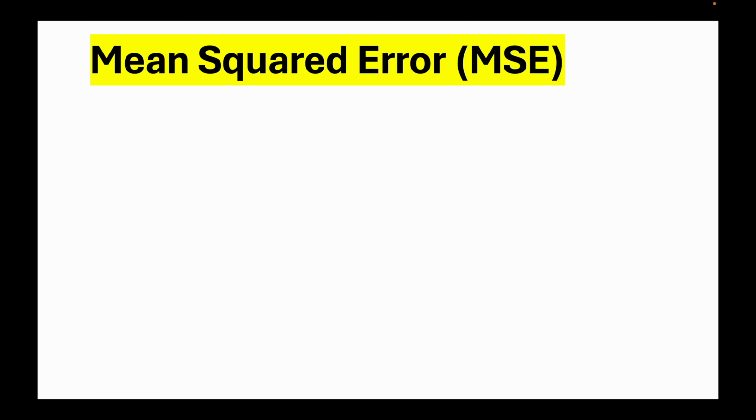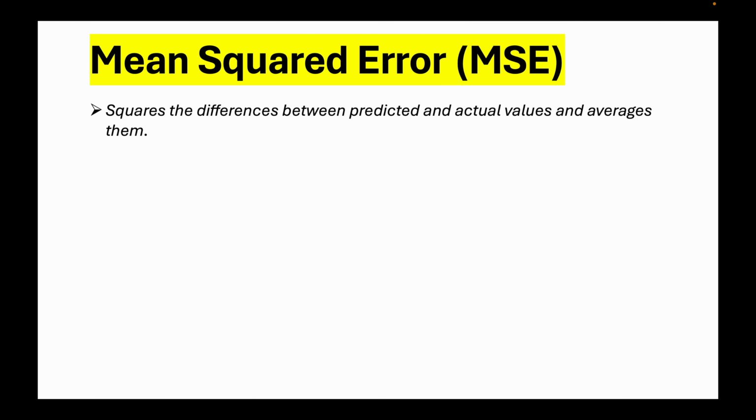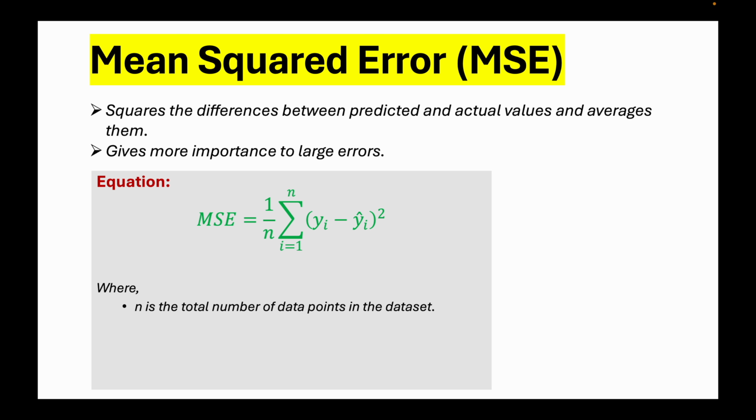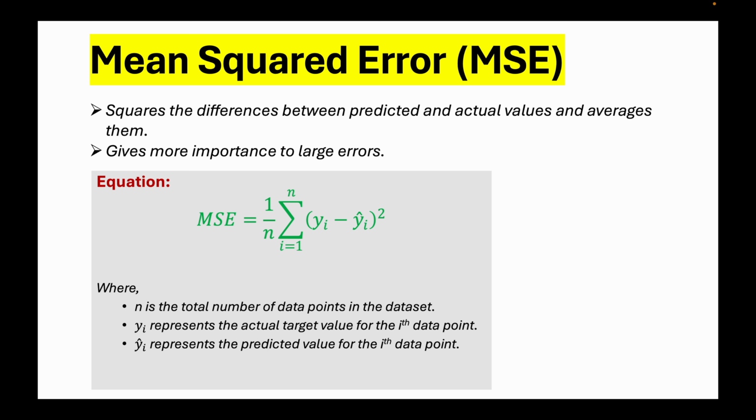Mean squared error or MSE. MSE squares the difference between the predicted and the actual values and averages them. It gives more importance to large errors. The equation of MSE is like this, where n is the total number of data points in the dataset, yi represents the actual target value for the ith data point, and y cap i represents the predicted value for the ith data point generated by the regression model.